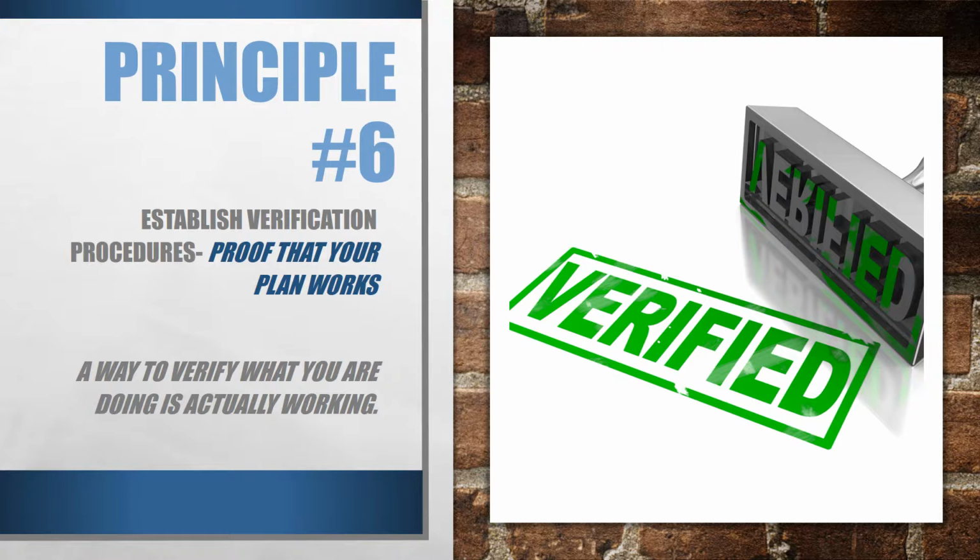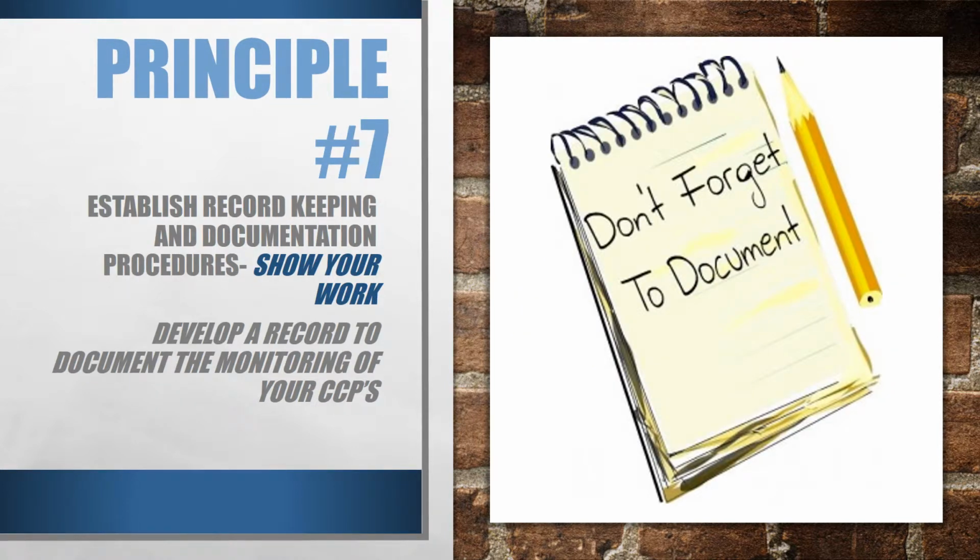Principle number 6, establish verification procedures. Proof that your plan works. This is a way to verify what you are doing is actually working. Principle number 7, establish record keeping and documentation procedures. Show your work. Develop a record to document the monitoring of your critical control points. Remember, what you do not document does not happen.